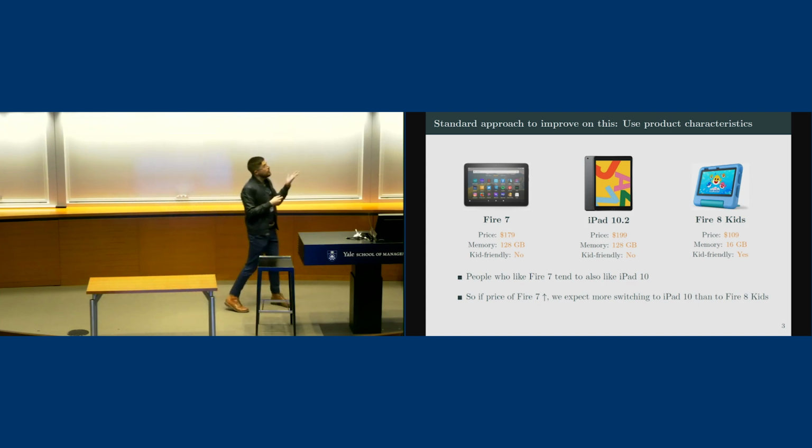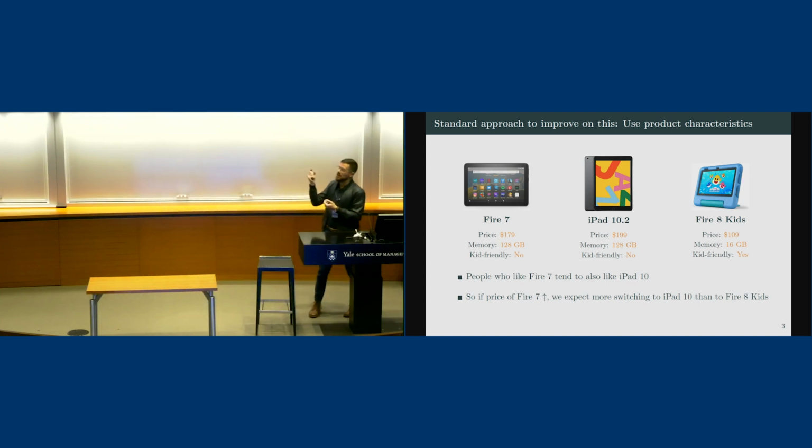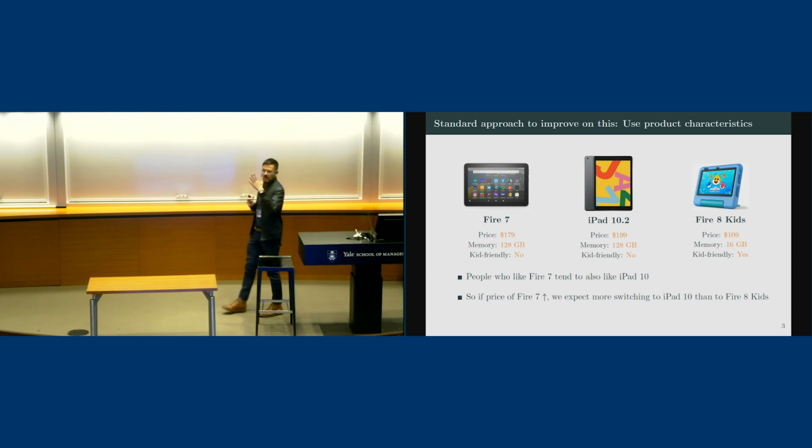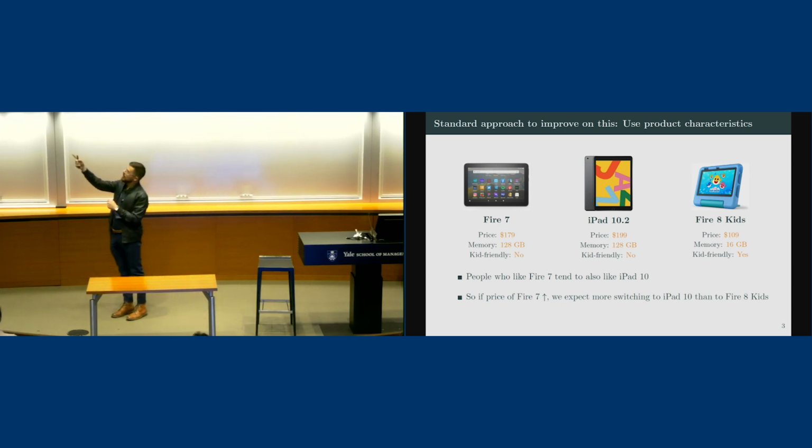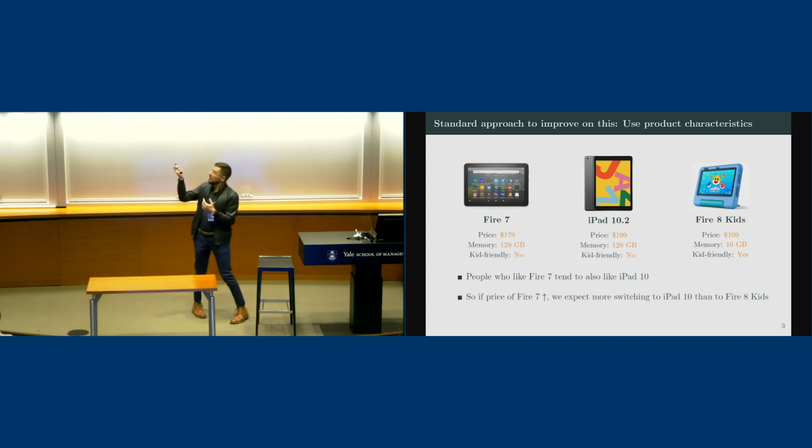So the standard approach to answering this question is to say, well, these tablets are not all the same. So here I have Fire 7, which is the focal tablet that I'm focusing on. I'm increasing the price of that by 1% and seeing how demand for other tablets changes. And so we can look at the characteristics of these tablets. We can look at their prices, at their memory, and whether or not they're kid-friendly, and learn, for example, that Fire 7 is actually not that different from an iPad.